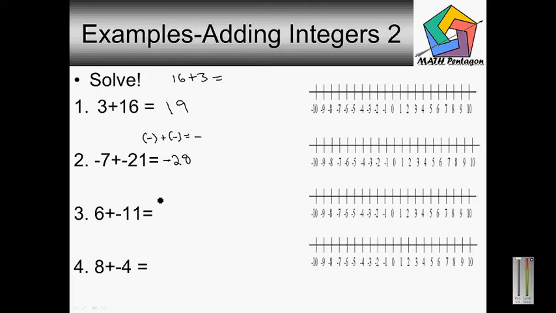Okay, let's go to the next problem. We have 6 plus negative 11. So here's the tricky part. We have one negative and one positive. So in order to solve this problem, we have to look for the bigger number in this problem. And our biggest number looks like 11, and that has a negative sign on it. So our answer is going to be negative, since 11 is the biggest number out of this problem. So we're going to have a negative in our answer.